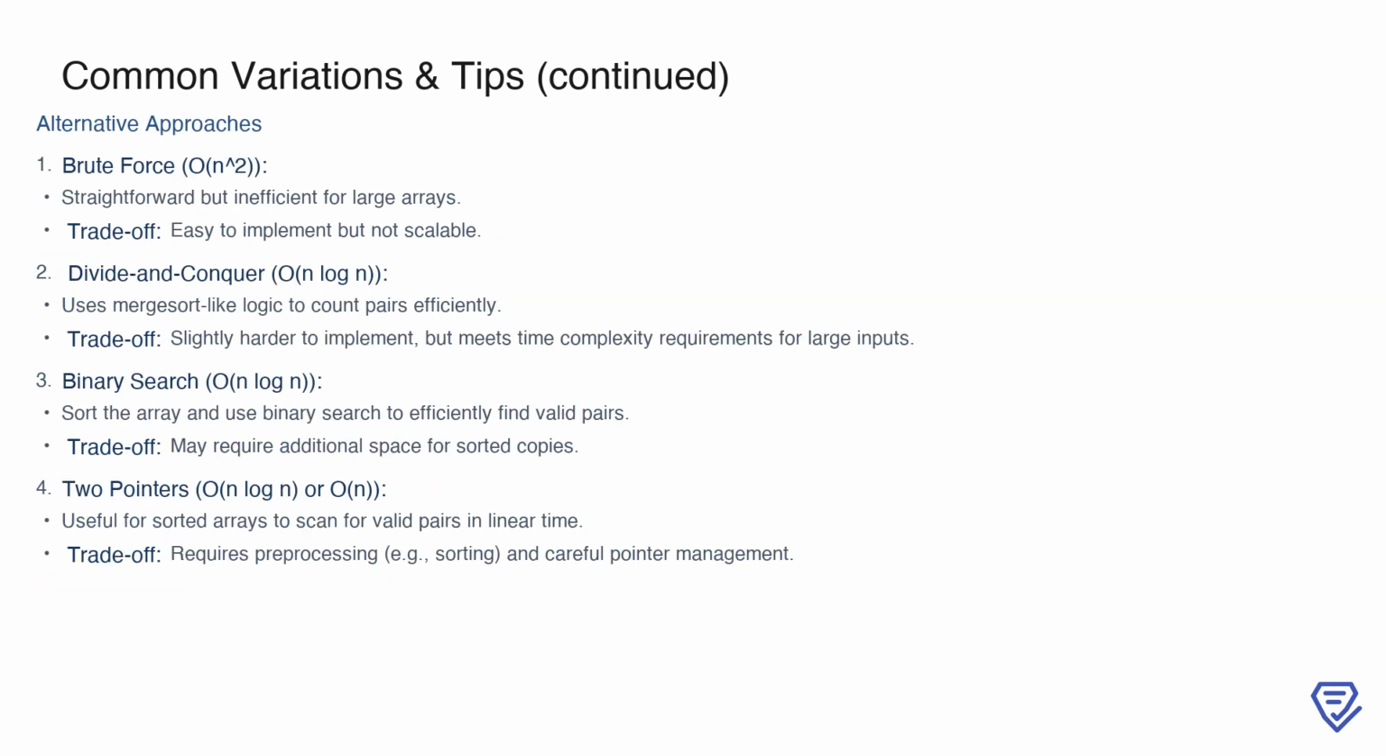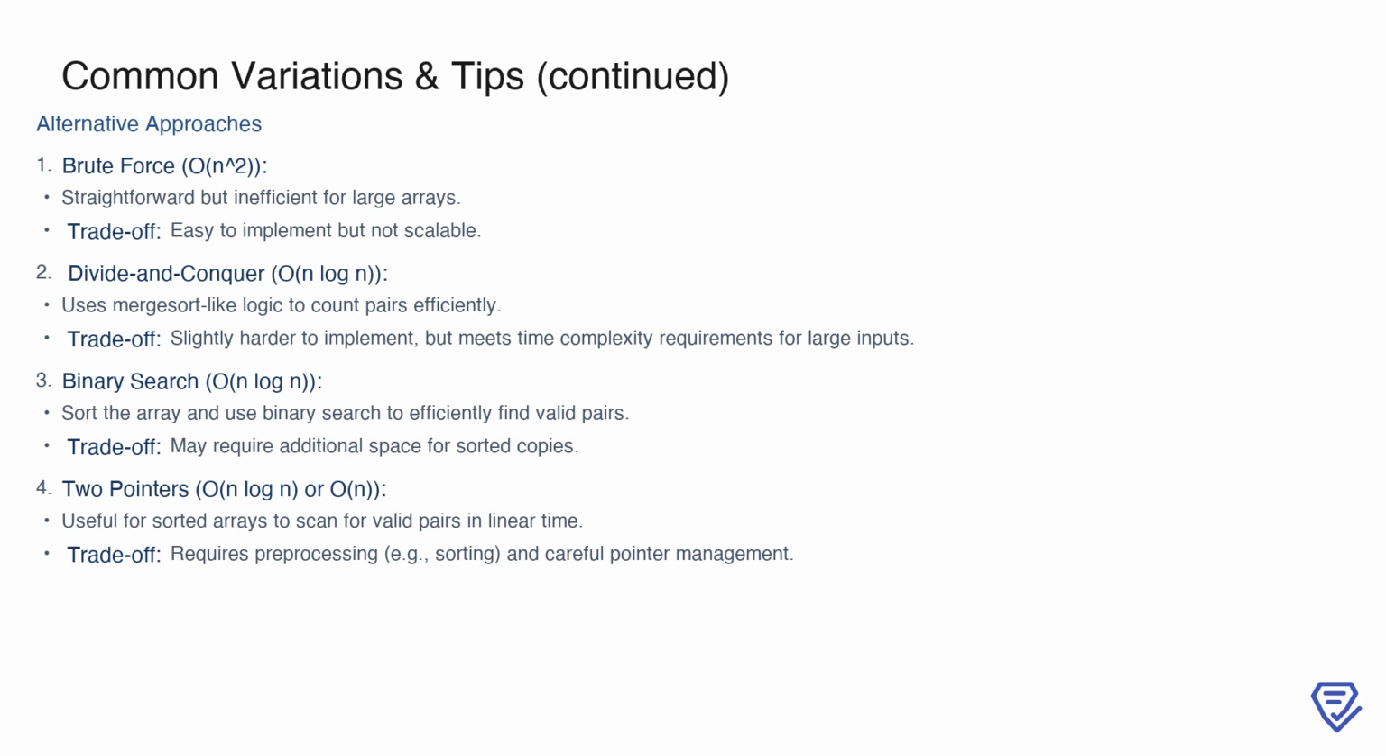Finally, let's explore some alternative approaches to solving the reverse pairs problem. The brute force method, which has a time complexity of O(n²), is the most straightforward. While it's easy to implement, it's inefficient for large inputs. A better alternative is the divide and conquer approach, which leverages merge sort-like logic to count pairs efficiently in O(n log n) time. This method is more complex to code but meets the time complexity requirements for larger datasets.